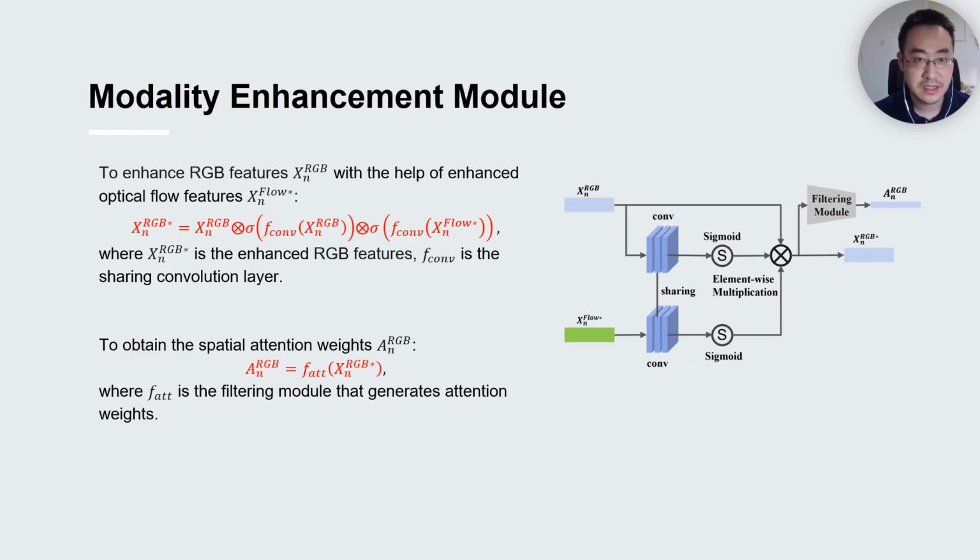The Modality Enhancement Module is to enhance RGB features X_N^RGB with the help of the enhanced optical flow features X_N^flow*. We use a sharing convolution layer to make the feature distributions of the two modalities more approached. This step improves performance and is different from existing channel attention methods. Then we use the module to generate spatial attention weights A_N^RGB.